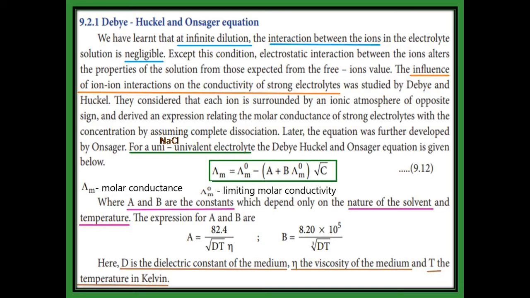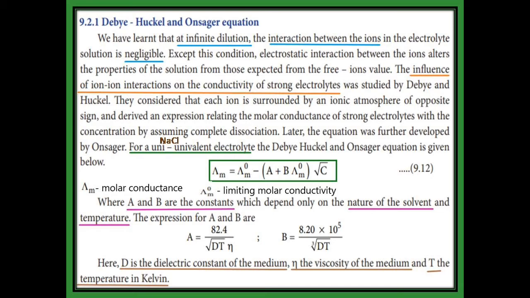Then the equation was developed by Debye and also by Onsager. Another scientist's name is Onsager. They developed the equation for a univalent electrolyte, for example sodium chloride. Sodium has +1 valency and chlorine has -1 valency, so it is called a univalent electrolyte. There are many such electrolytes; just as an example, I gave sodium chloride.